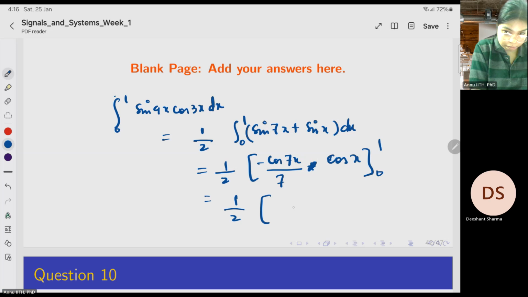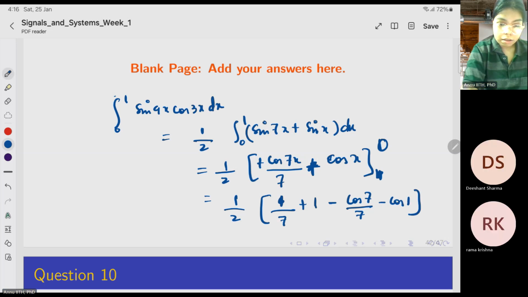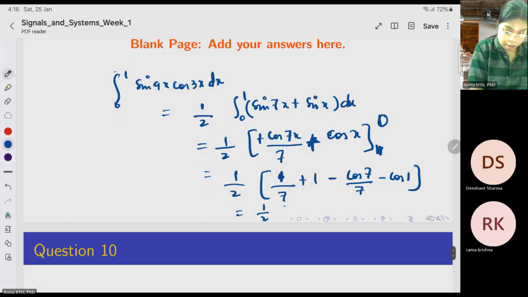So minus cos, either we can write 1 here, 0 here. Either way will work. So I'm keeping it plus here. Cos 0 is 1, so 1 by 7 plus cos 0 is 1, minus cos 7 by 7, minus cos 1. If we solve it, this is 7, this is 8, minus cos 7 by 7, and minus cos 1.